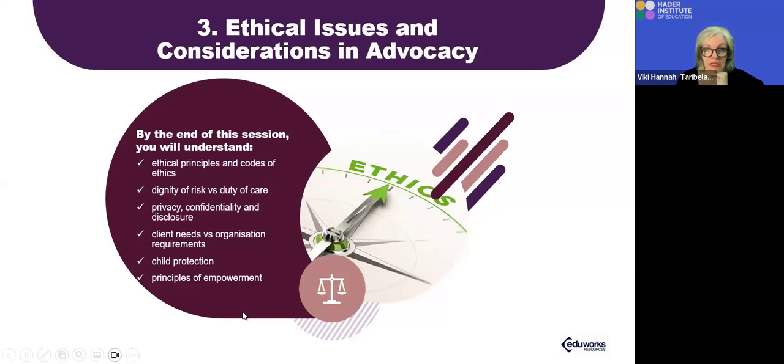So client needs versus the organisation's requirements. So it's like, I hear what you're saying, however, this is where my limitations are. So those healthy professional boundaries. So no matter what, we don't cross that line. It's for your own protection as well. Make that your usual practice. Child protection, it's always mandatory. There's no dilemma there. And then, of course, principles of empowerment, making sure that the client has the right to make those decisions that impact their lives.